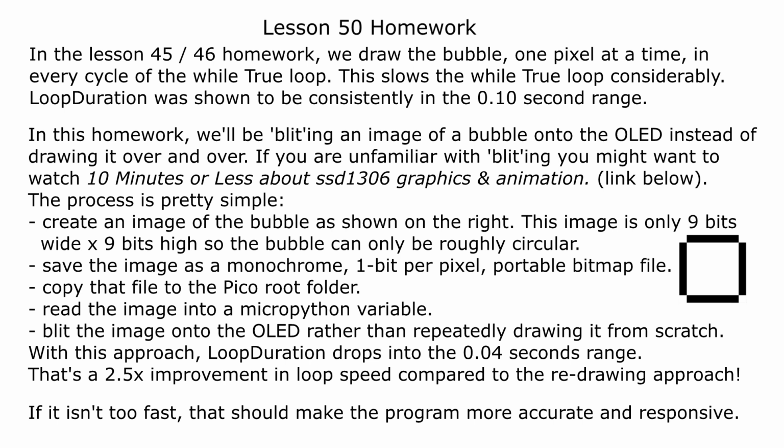You create an image of the bubble as shown on the right. This image is only 9 bits wide and 9 bits high, so the bubble can only be roughly circular. Save the image as a monochrome 1 bit per pixel portable bitmap file. Copy that file to the Pico root folder. Read the image into a MicroPython variable and blit the image onto the OLED rather than repeatedly drawing it from scratch.